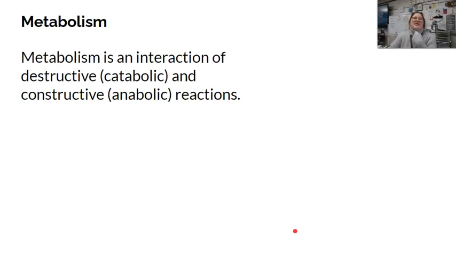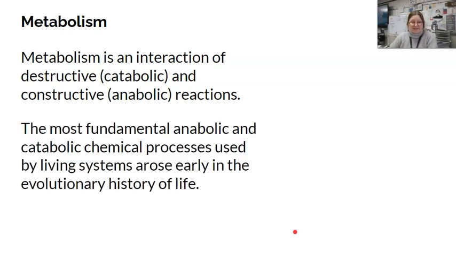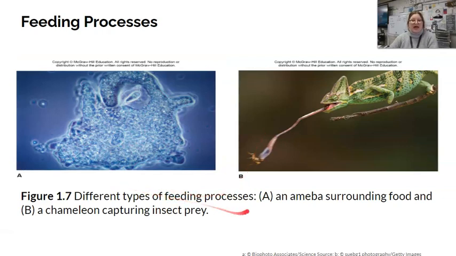Metabolism is an interaction of the destructive or catabolic and constructive anabolic reactions. And the most fundamental anabolic and catabolic chemical processes used by living systems arose early in evolutionary history of life. So there's different kinds of feeding processes. So this is an amoeba. An amoeba, it's a blob that just kind of brings the food in.